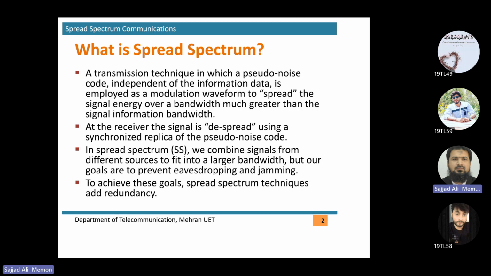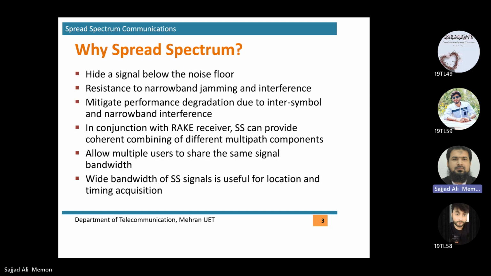So in spread spectrum, we combine signals from different sources to fit into a larger bandwidth, but our goals are to prevent eavesdropping and jamming. So security is the main concern of this technology. You can say that it tries to avoid eavesdropping and jamming, and it succeeded in that. To achieve these goals, spread spectrum techniques add redundancy, hide a signal below the noise floor, and provide resistance to narrowband jamming and interference.